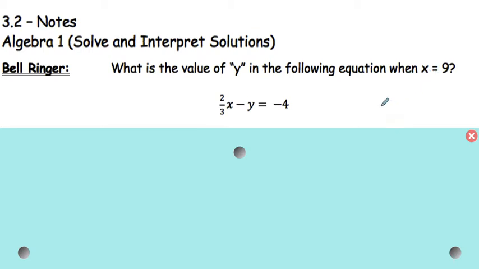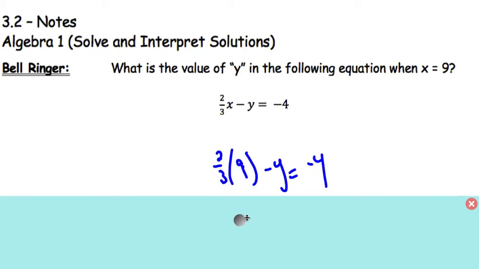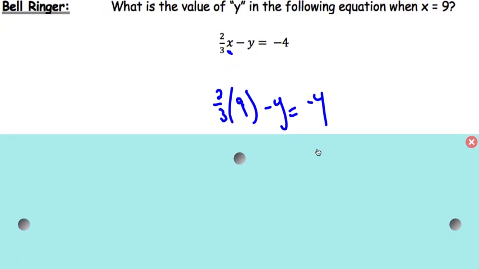So if I plug 9 in here for x, I want to know what the y value will be. If I plug 9 in for x, there's my first step. I'm just replacing the x with a 9. So I have 2 over 3 times 9 minus y equals a negative 4. So you break out your calculator if you're not good with multiplying fractions by whole numbers.